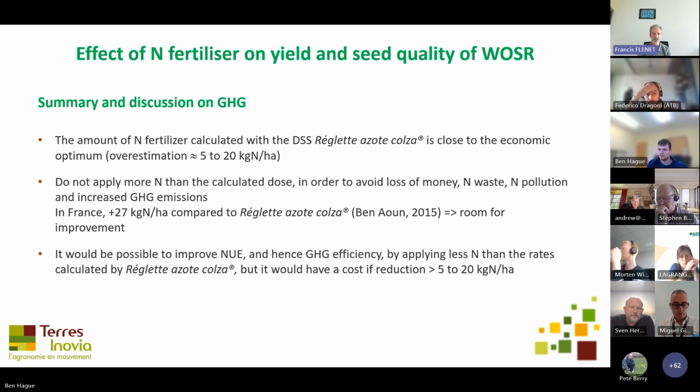More improvement of the nitrogen use efficiency and hence of the greenhouse gas efficiency is possible by applying less nitrogen than the rates calculated by Reglet Azote Colza. But it would have a cost if the reduction is above 5 to 20 kilo of nitrogen per hectare. Thank you for your attention.